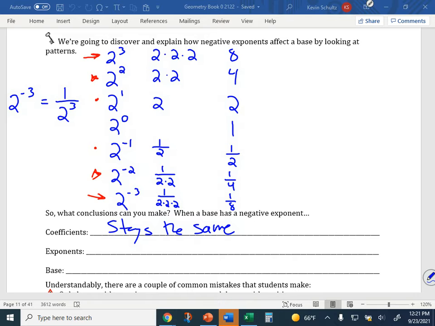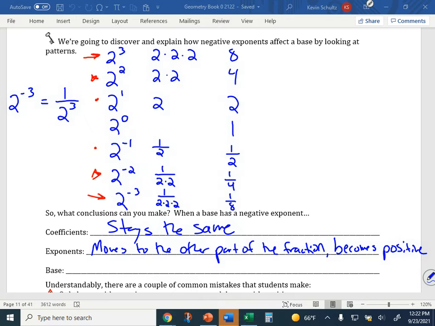Our exponent moves to the other part of the fraction and becomes positive.